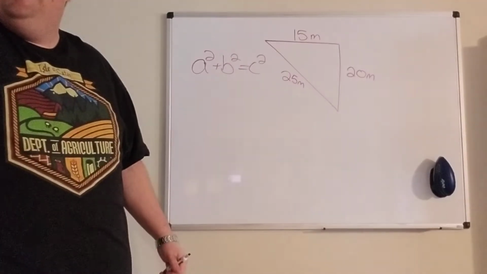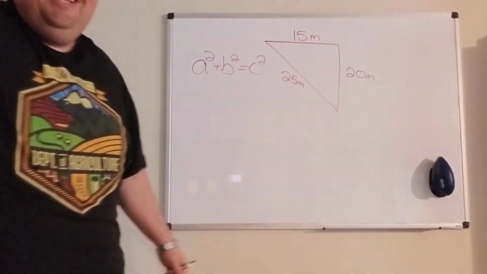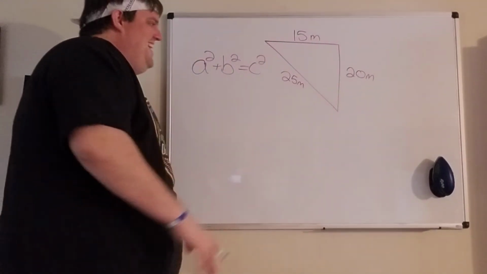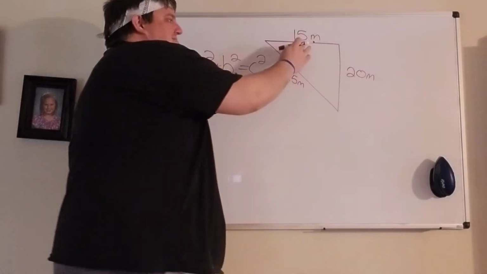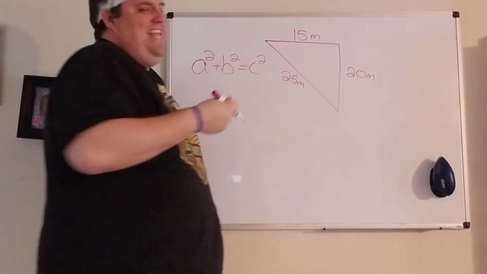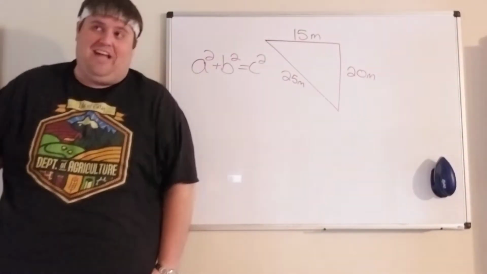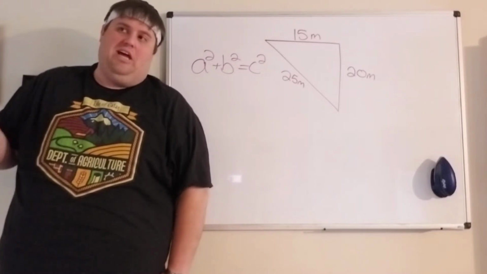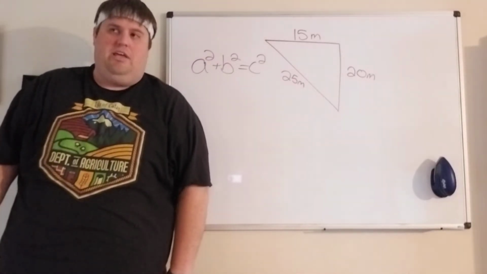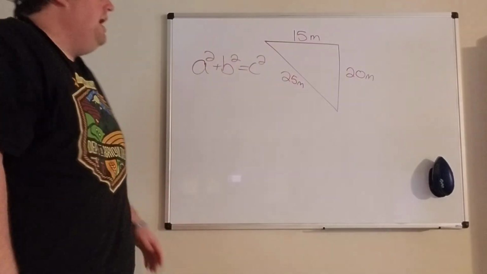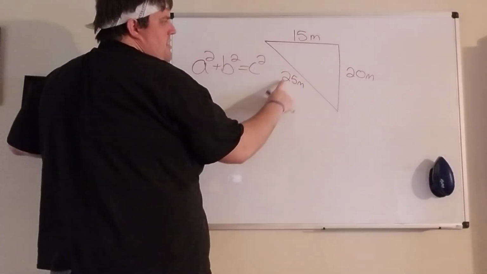Therefore, if it gives me a false statement, then we can say this is not a right triangle. It's some other kind of triangle. We don't know what kind of triangle it is, but we know it's not a right triangle. So, things that you want to be aware of.